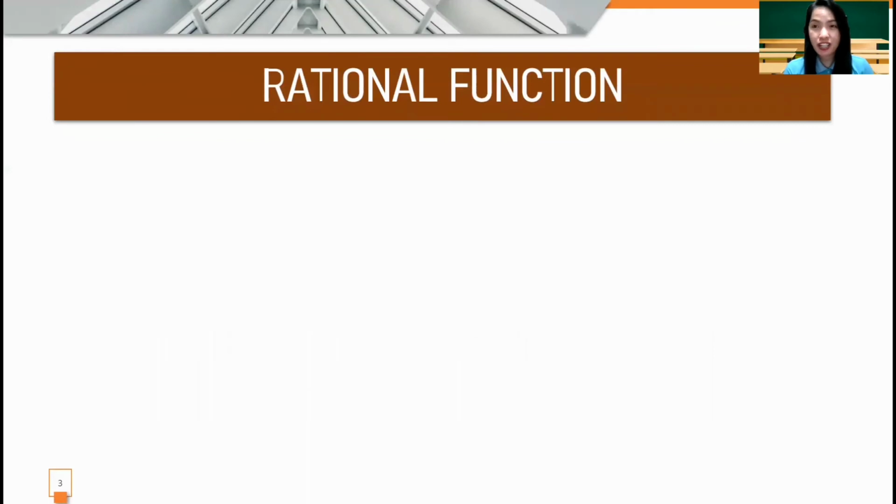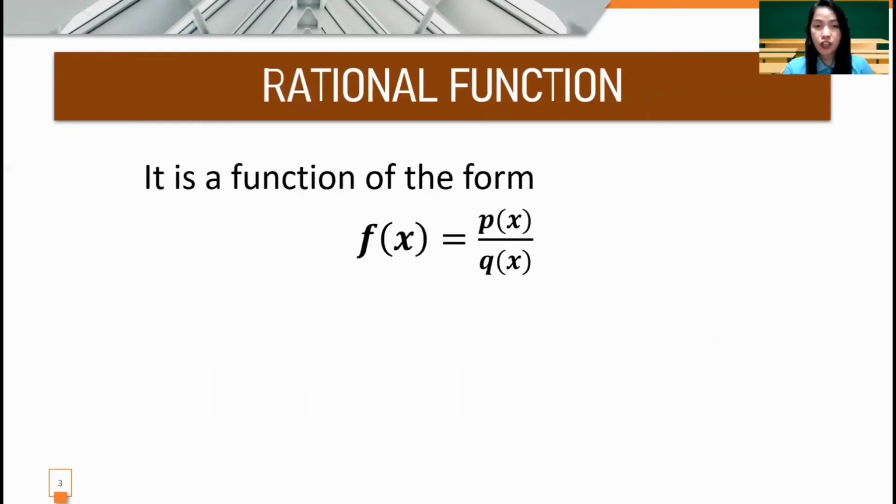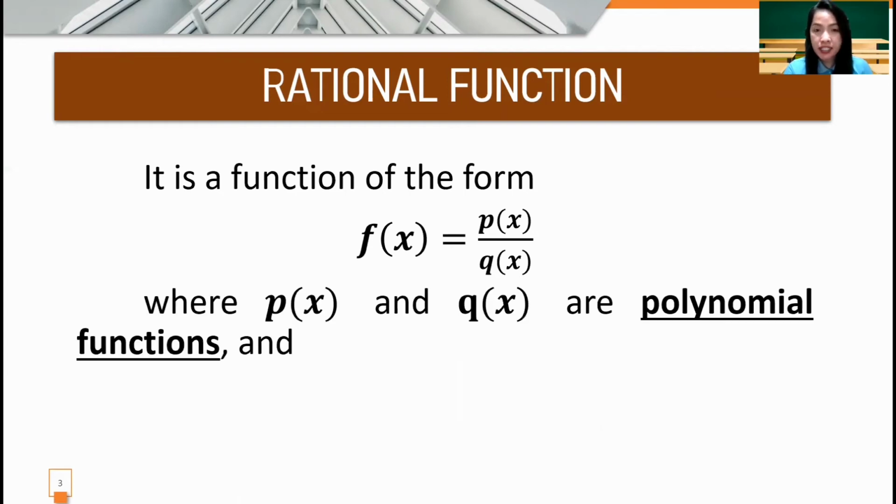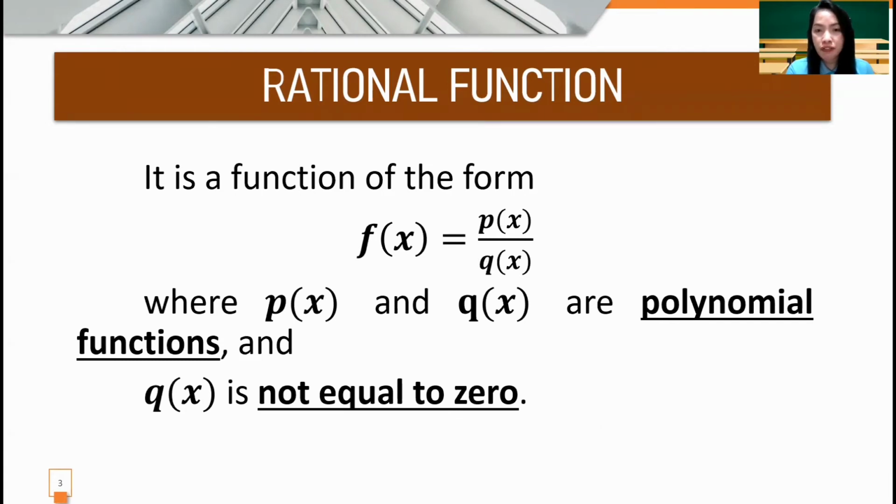What is a rational function? It is a function of the form f of x equals p of x all over q of x, where p of x in the numerator of the function and q of x in the denominator are polynomial functions. Take note also that the q of x in the denominator should not be equal to 0. Kapag naging 0 yung value ng q of x, that's the time that the function is now undefined.